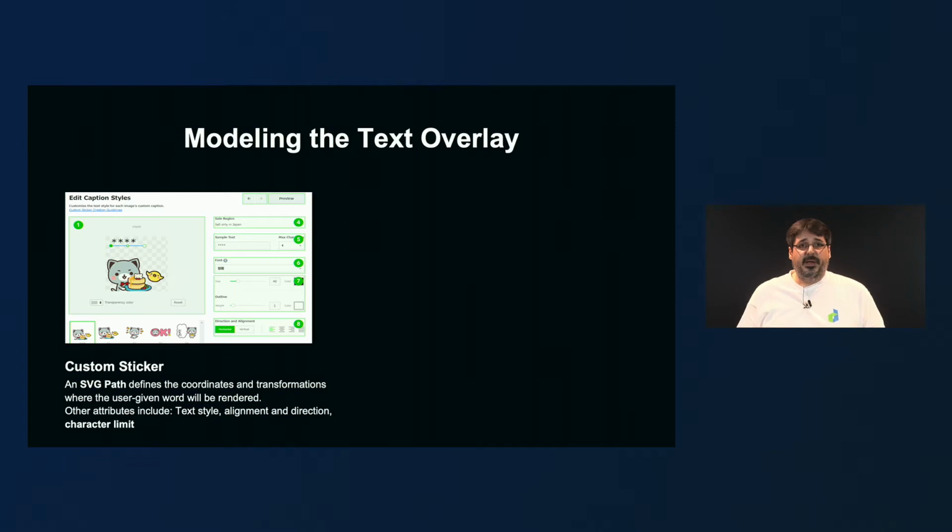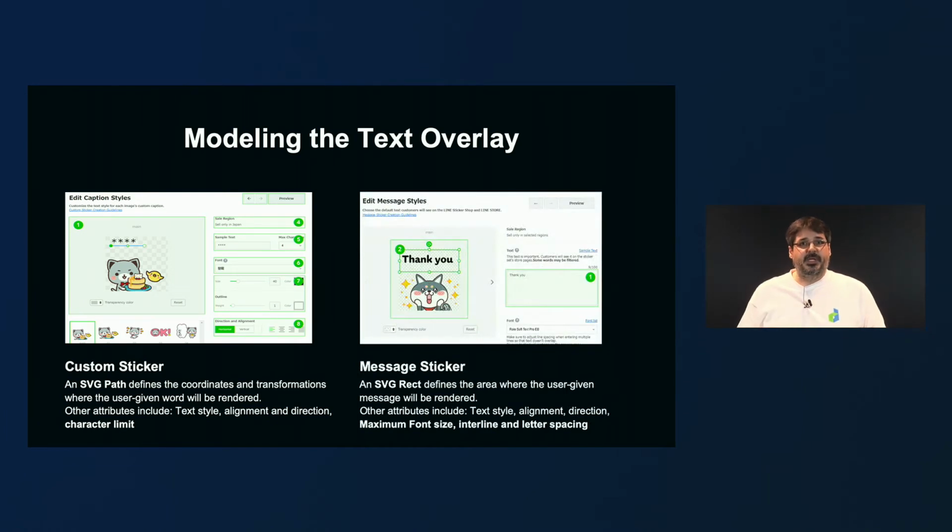For custom sticker, users can only input one word with limited characters. So this gives us more freedom to place the text accurately. For this reason, an SVG path was the easiest choice to represent the position of the text. For message sticker, on the other hand, the text is not so limited and can be multiple lines. So the SVG path does not satisfy the requirement anymore.